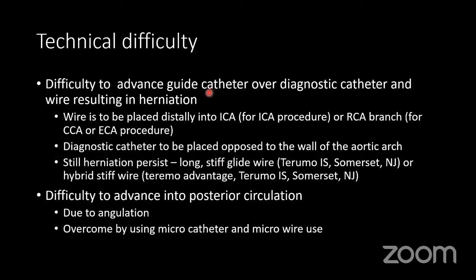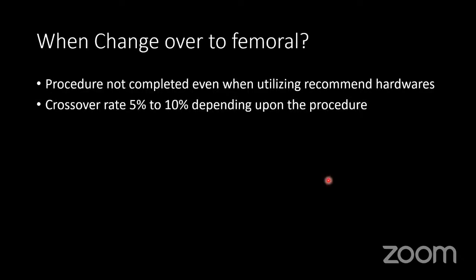And about the technical difficulty, if there is difficulty advancing the guide catheter over the diagnostic catheter and wire, resulting in herniation, one method is to place the wire distally into the ICA or ECA, depending upon the procedure. Then the diagnostic catheter has to be placed opposite to the wall of the aortic arch, and a long stiff wire may be used. Whenever there is difficulty advancing into the posterior circulation, it may be due to high angulation, and for that we can use a microcatheter and microwire to navigate the acute angle.